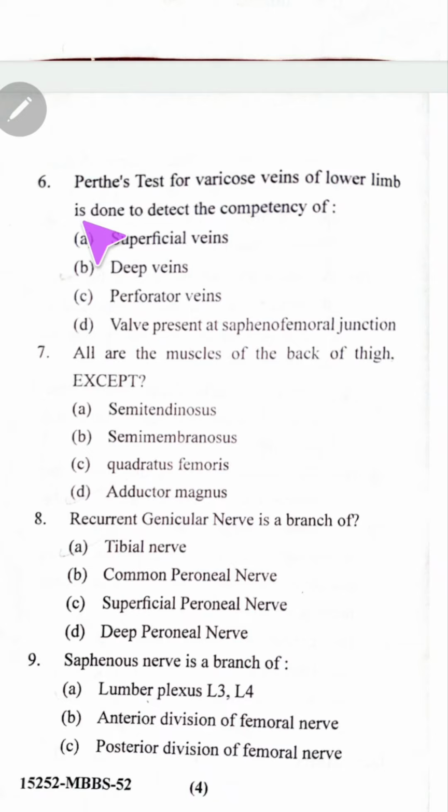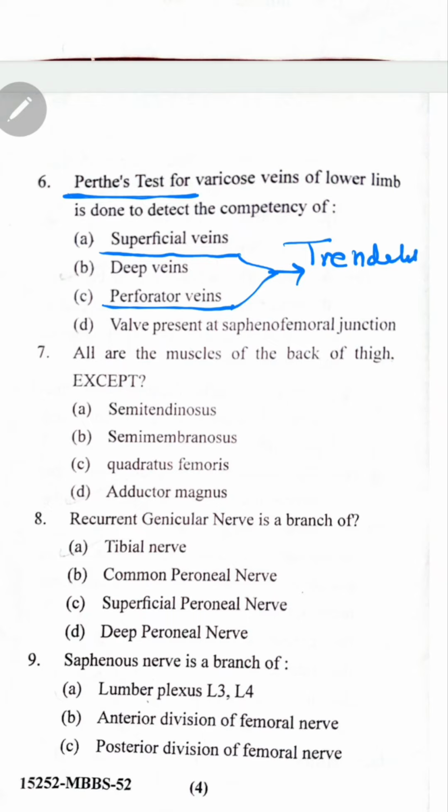So this was rather a guess for you to cover up that clinical portion of the long question. If you would have known this, you could have added this short note of clinical point onto the long question. So they are talking about the Perthes test for varicose veins. Remember, there are actually tests for superficial veins and perforator veins. These two tests are done by a test called Trendelenburg's test.